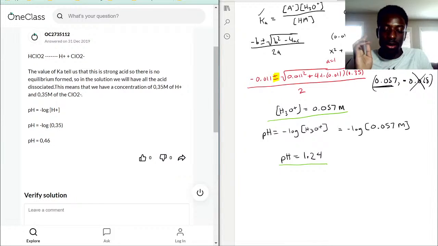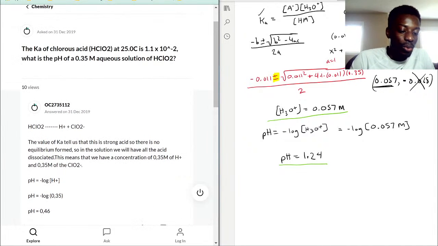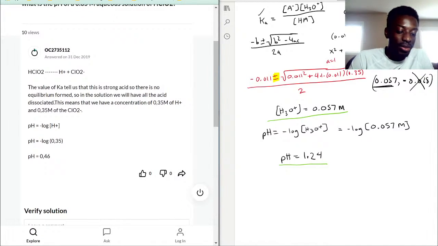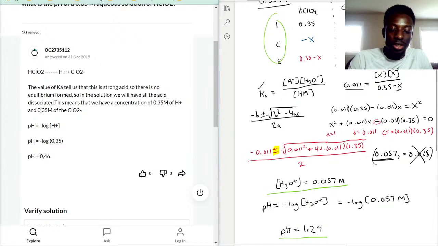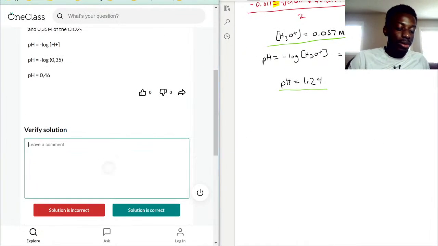So let's see here what they did. Why I kept emphasizing weak acid is, as you can see here, they say the value tells that this is a strong acid, which is incorrect. That is 10 to the negative 2. This is a weak acid, not a strong acid, so the solution will not have all of the acid dissociated. They skipped ahead and just assumed that it was a strong acid, and that's how they got just the negative log of 0.35, because that's what we started off with, quote unquote. So that one is incorrect.